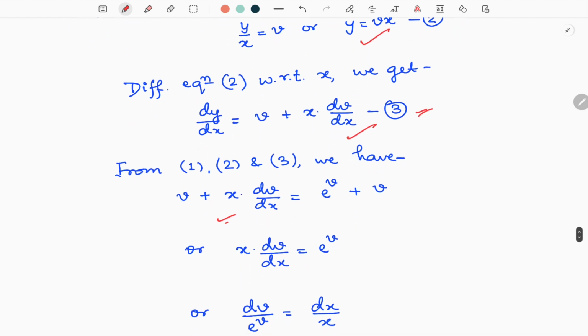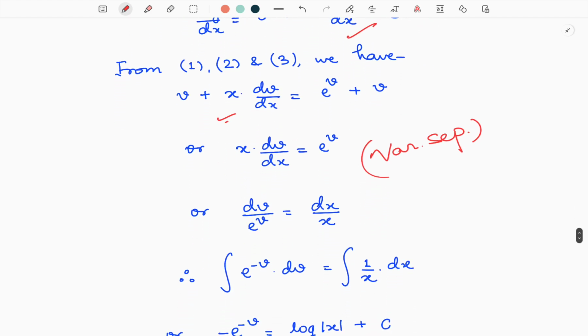Now if you try to separate the variables, you can easily separate them in terms of x and v. So a homogeneous differential equation is ultimately reduced to the variable separation method. But first of all, you have to recognize whether the question is given in the form of y by x or x by y. So here it is given in y by x. We have separated the variables in v and x.